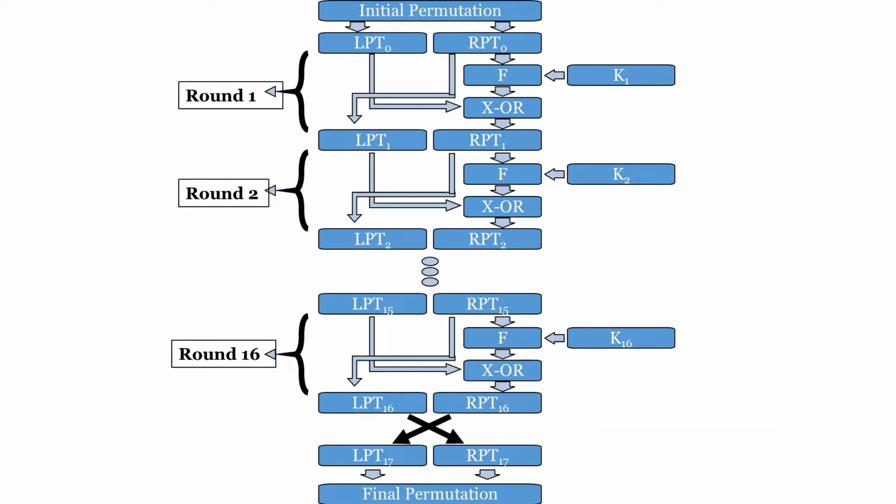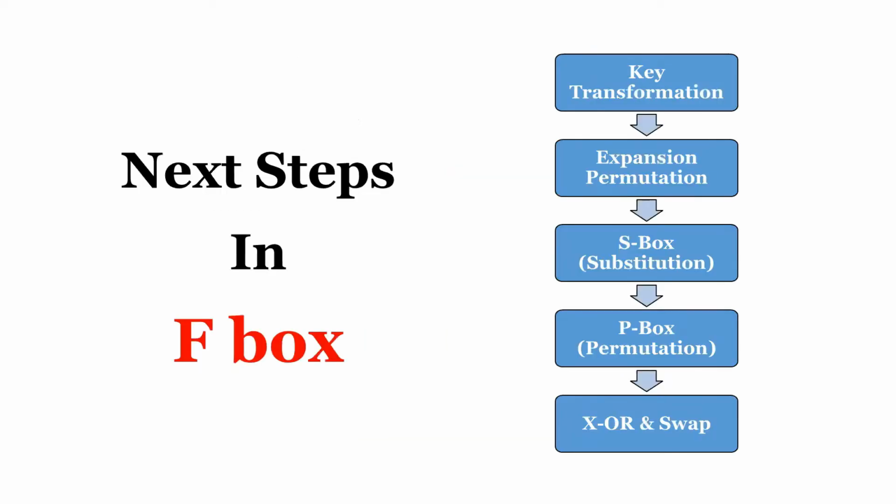In the first round, the right part goes through various stages in the F box along with the subkey, and then XOR operation is performed with the left part. The resulting 32-bit is placed in right part, and the initial right part is now placed in the left. The procedure is repeated 16 times, followed by the final permutation step. In the F box, we implement the following steps, as I'm going to discuss now.